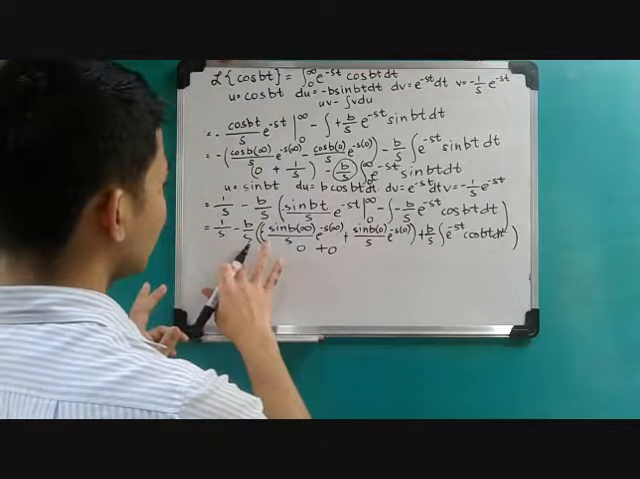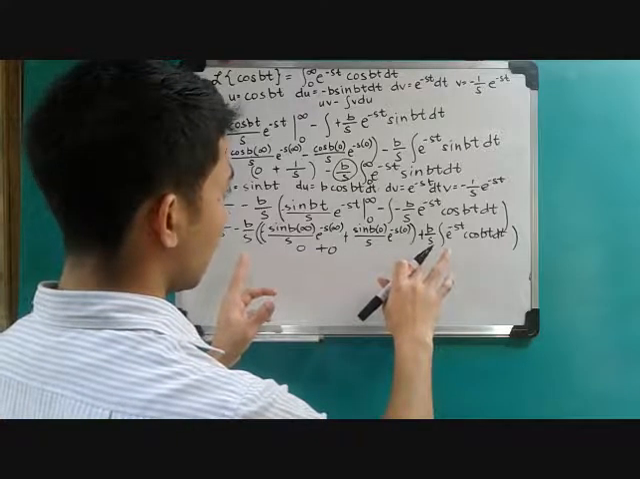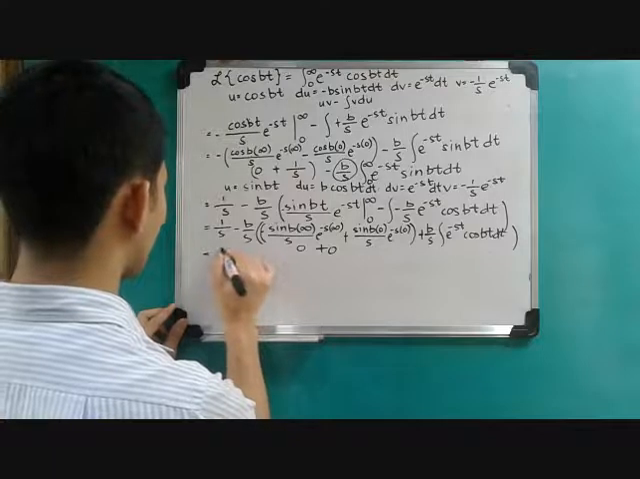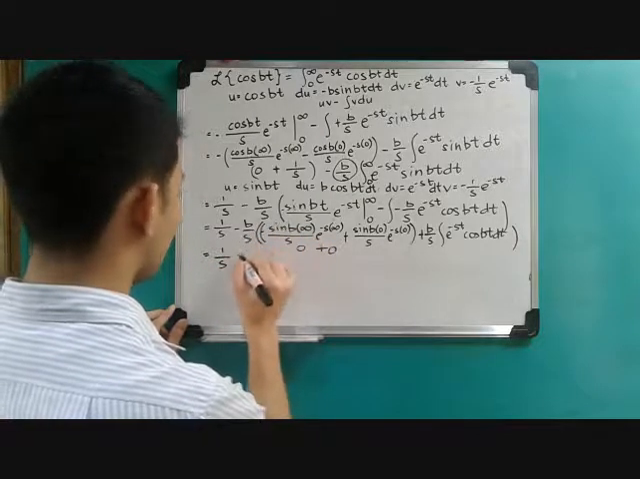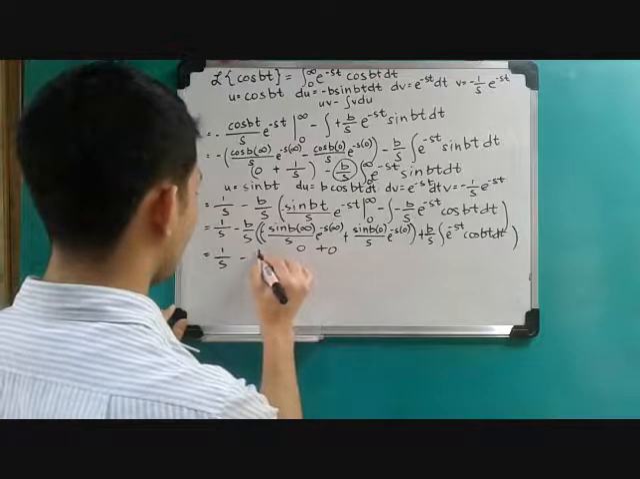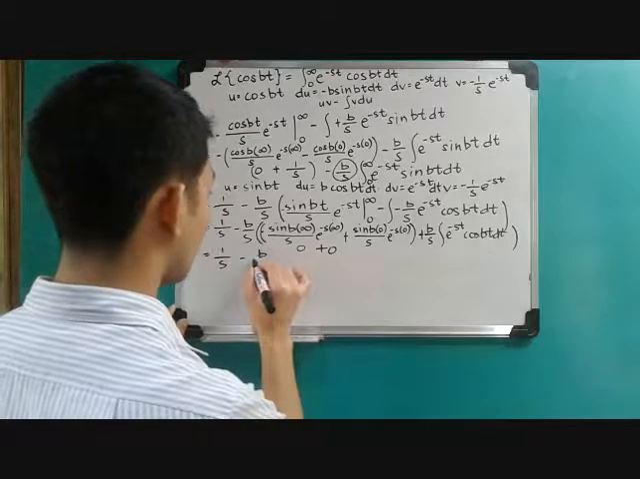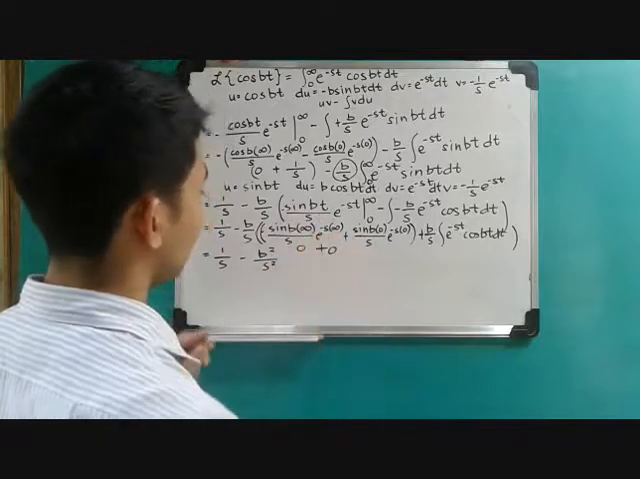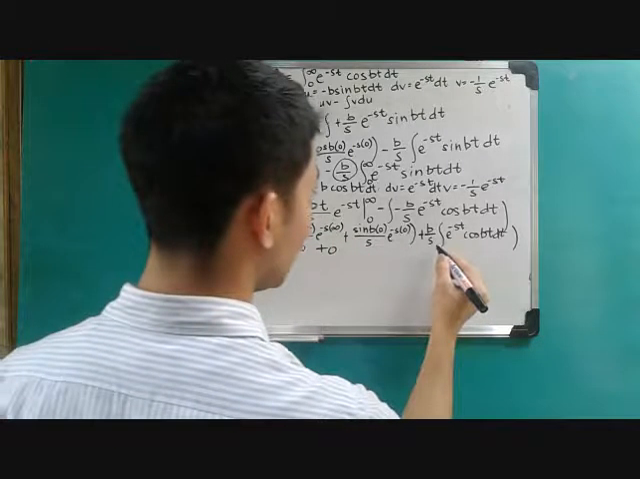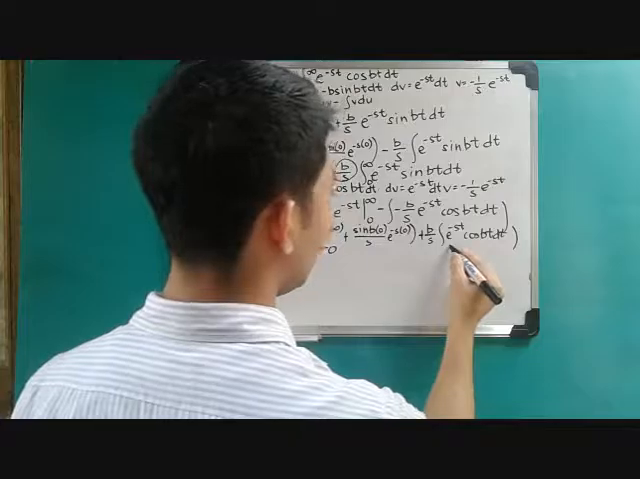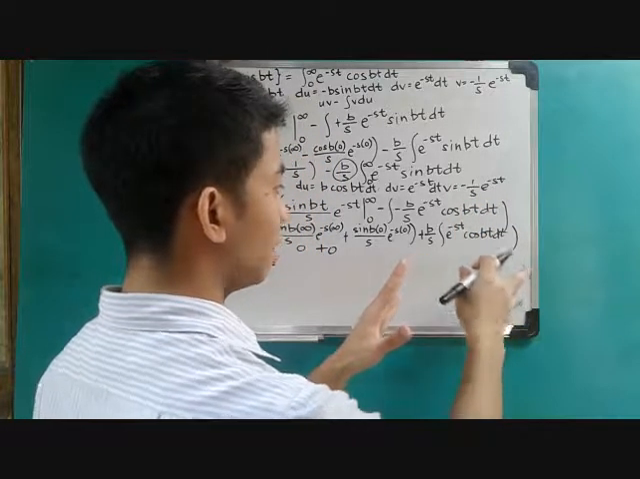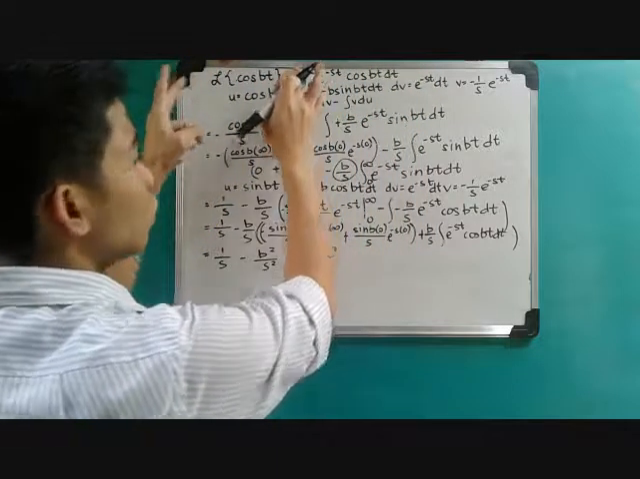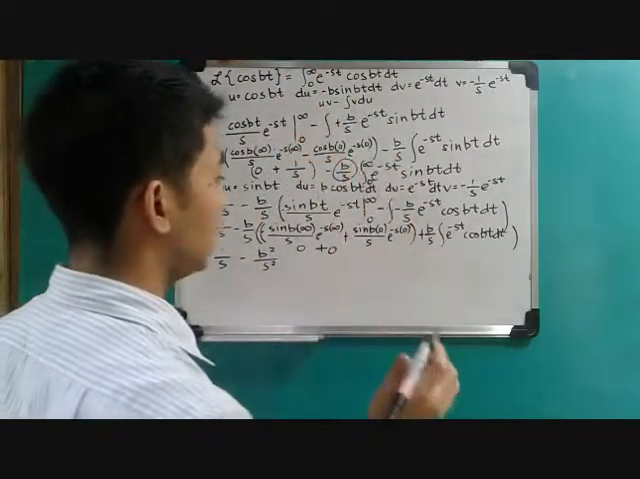So negative b over s times positive b over s is equal to, copy the 1 over s, negative b squared over s squared. Okay, so as you can see, e raised to negative st cosine bt dt is the same as this. It's equal to the Laplace of cosine bt.